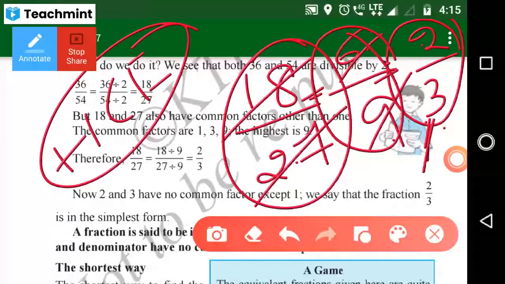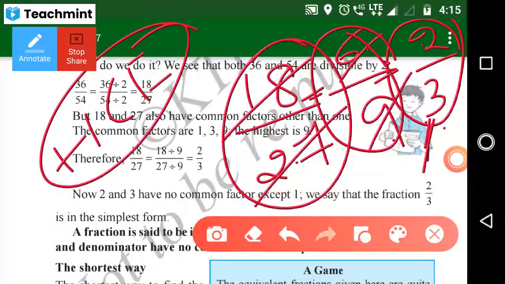Clear? Because those are only divided by their own numbers. 2 and 3, both of them are divided only by their own numbers. It means those two do not come under a single table. So that's why we can't divide that one. So that one we can consider as the simplest form. Understood? Yes, ma'am.